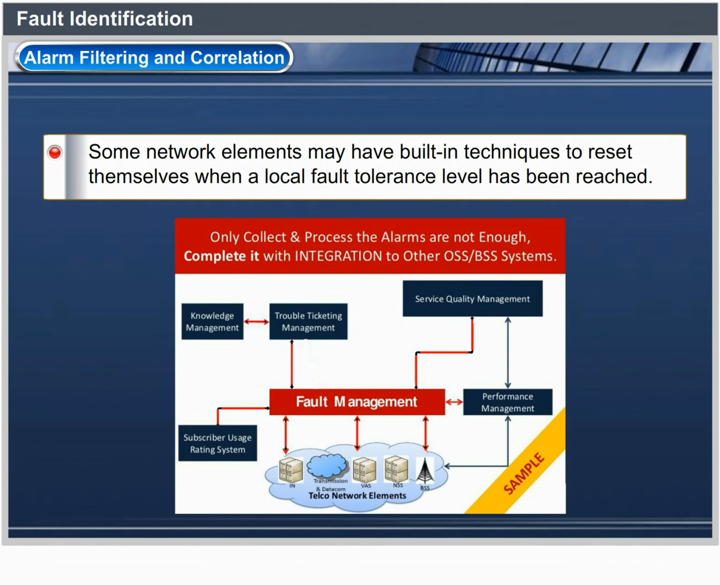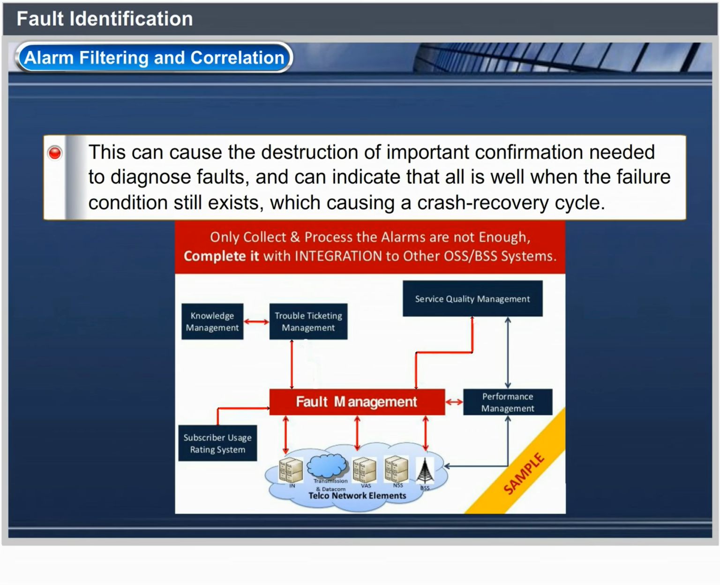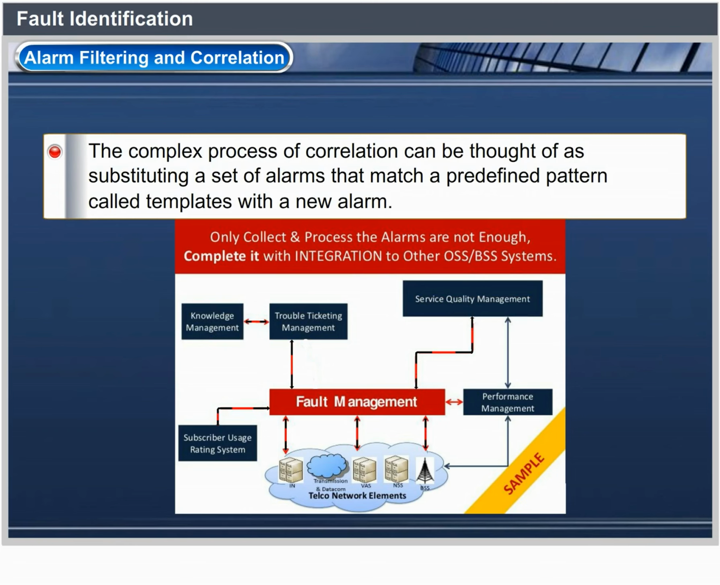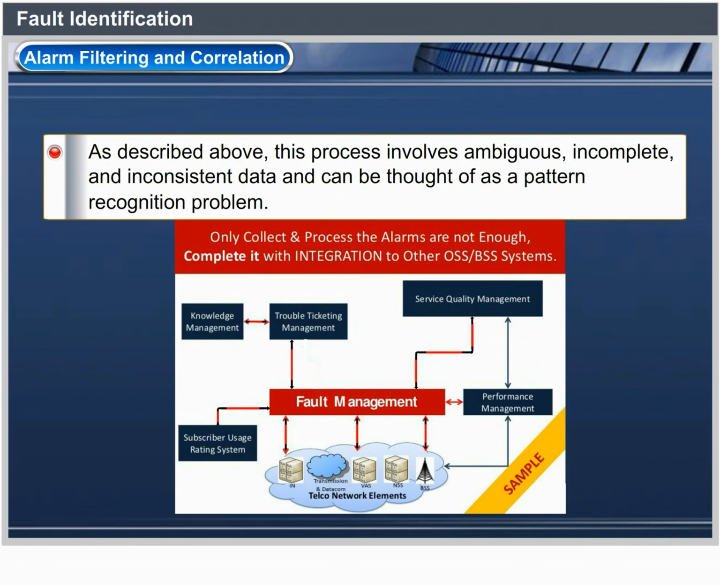This can cause the destruction of important evidence needed to diagnose faults, and can indicate that all is well when the failure condition still exists, causing a crash recovery cycle. The complex process of correlation can be thought of as substituting a set of alarms that match a predefined pattern with a new alarm. As described above, this process involves ambiguous, incomplete, and inconsistent data and can be thought of as a pattern recognition problem.